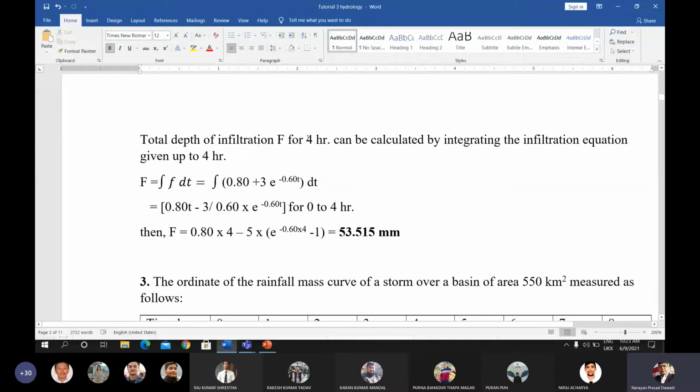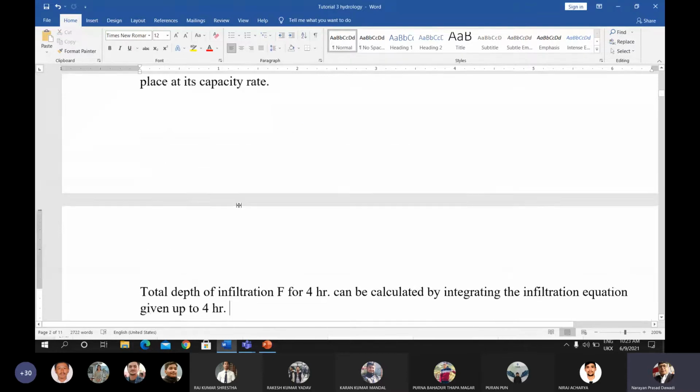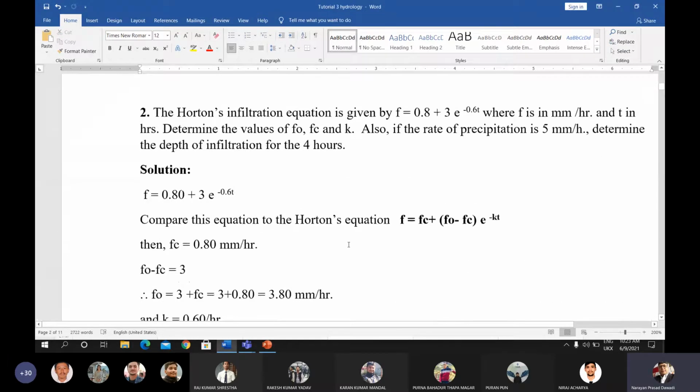Total depth of infiltration for 4 hours. This is capital F. For determining the capital F, we integrate f with respect to dt. The equation is f equal to 0.80 plus 3 e power minus kt, as given here. The total depth of infiltration lying below this curve or equation is the integration of the equation.